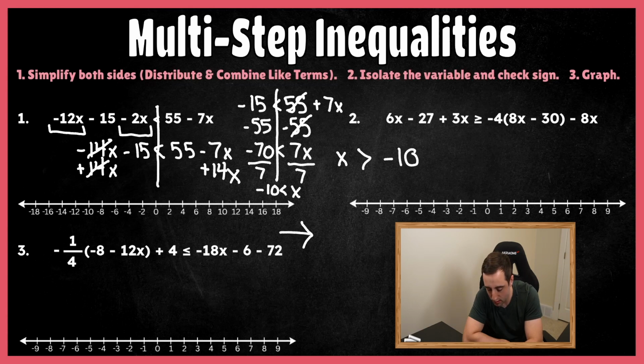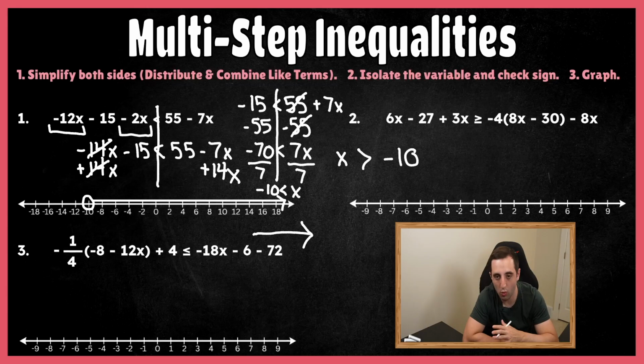So if I was to make this look like an arrow, that means all of your solutions are going to be going to the right for your inequality graph. So we're going to put an open circle on our final answer, which was negative 10. So open circle on negative 10. And our inequality symbol was pointing to the right, which means these are going to be all of our correct solutions for number one.